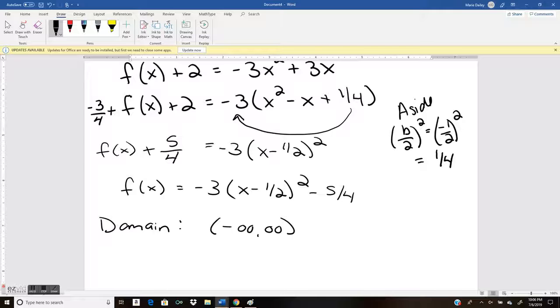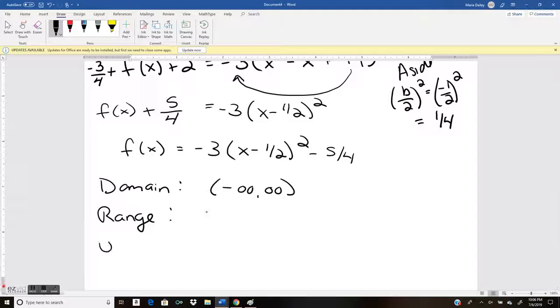We can then talk about the range, which we will in a minute, but before we even begin that, I want to look at my vertex. My vertex, the whole purpose of putting this into standard form, is going to be the point (1/2, -5/4). Notice the x-coordinate changes, but the y does not in this instance.